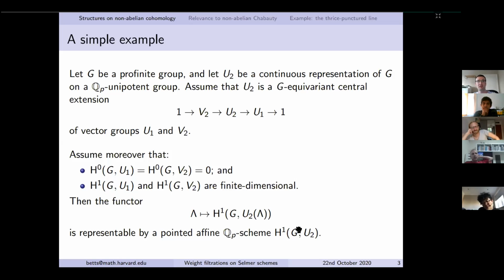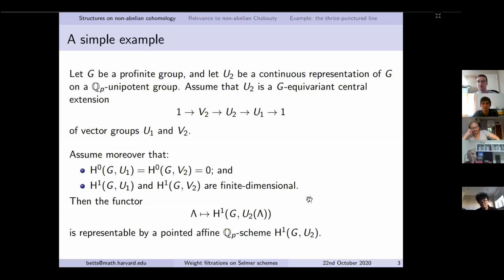By the way, throughout I'm going to be using words like continuous and topological group, but I'm not going to bother to say exactly what the topologies are. There's some inductive limit process which gives you the right topologies on these things, but I would ignore that for the purposes of understanding what's going on. So the first thing I wanted to say is that this is representable by a pointed affine Q_p scheme, but there actually is a bit more structure on this thing than just a pointed scheme.